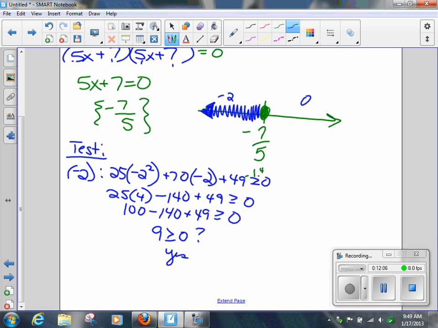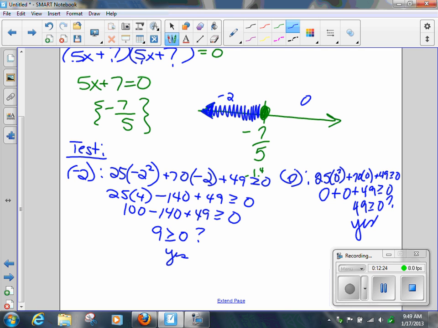Let's try 0. All right. 25 times 0 squared plus 70 times 0 plus 49 greater than or equal to 0. 0 plus 0 plus 49. 49 greater than 0? Yes. Look what's going to happen. The whole number line has been shaded, folks.